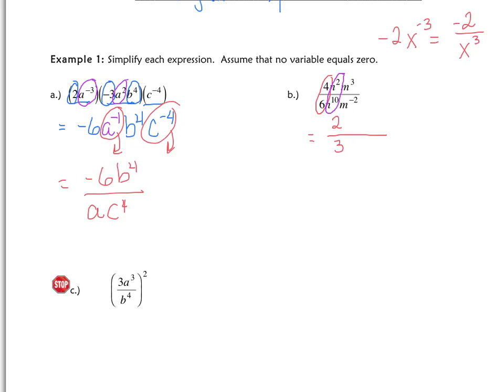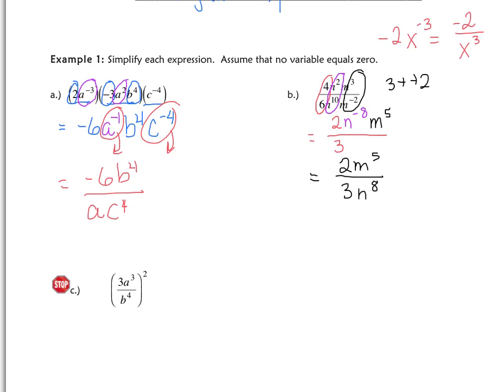Then we have an n squared over n to the 10th. Now, I told you guys to subtract those, so it's going to be 2 minus 10, and it's going to be n to the -8th, and then the m's, I have m to the 3rd over m to the -2nd. Be careful when there's a negative exponent that you're subtracting, because remember, this is going to be 3 minus -2, making that a +2, so it's m to the 5th. Alright, so again, you should notice that the n exponent is negative. We have to fix that. So it's going to go to the bottom, leaving us with a 2m to the 5th on top, 3n to the 8th on the bottom.